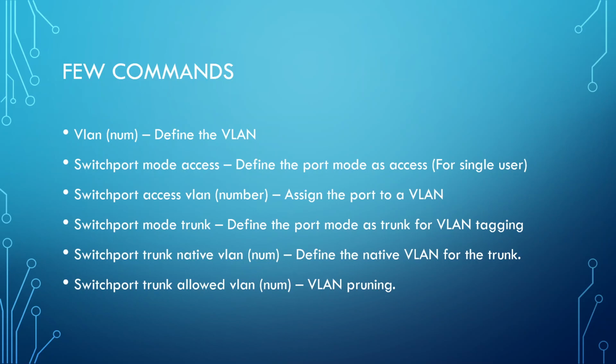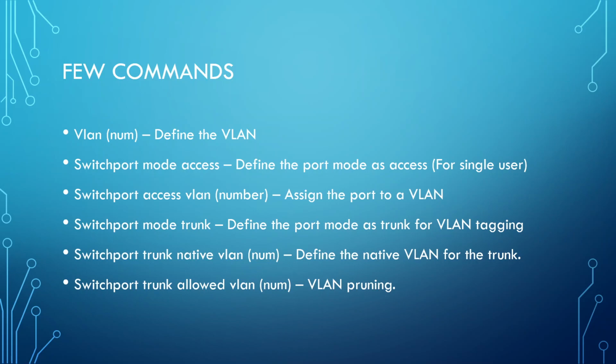Next, we're going to have a look at configuring a trunk link. A trunk link carries traffic for multiple VLANs, and we would define a switch port interface as a trunk link with the command switchport mode trunk. And then we would define the native VLAN for that trunk link with the command switchport trunk native vlan number. And then we can also do something called VLAN pruning.